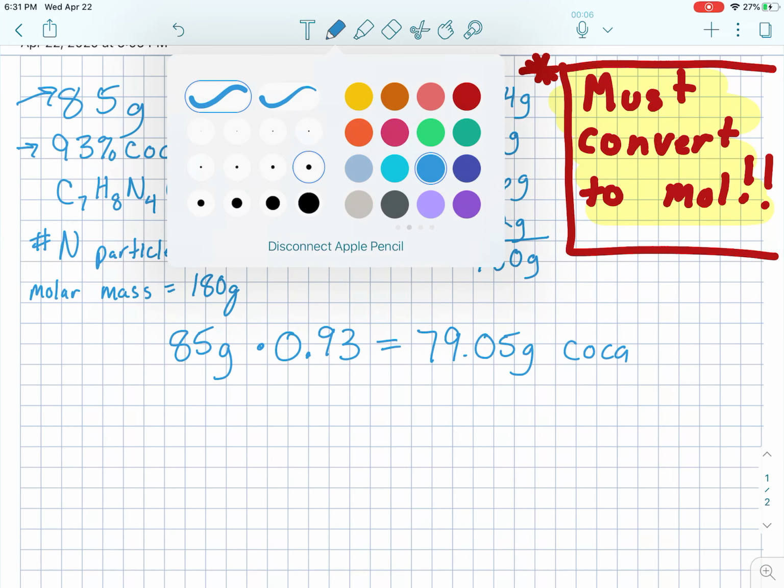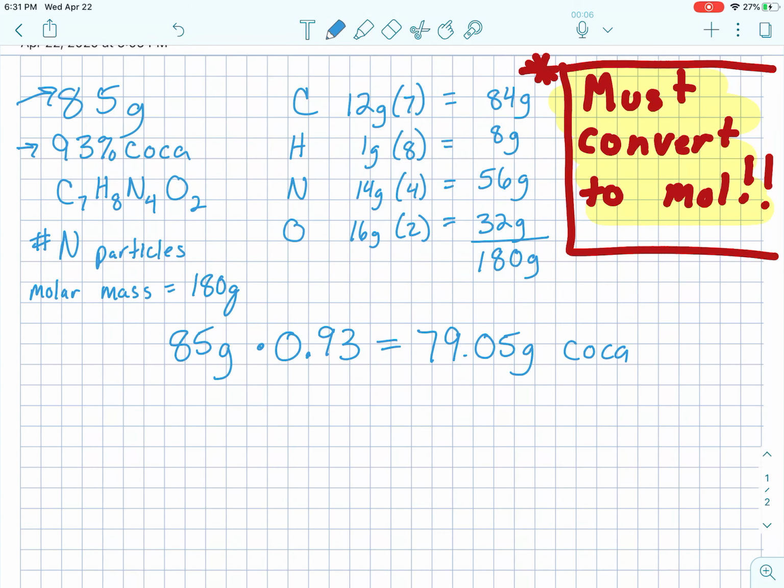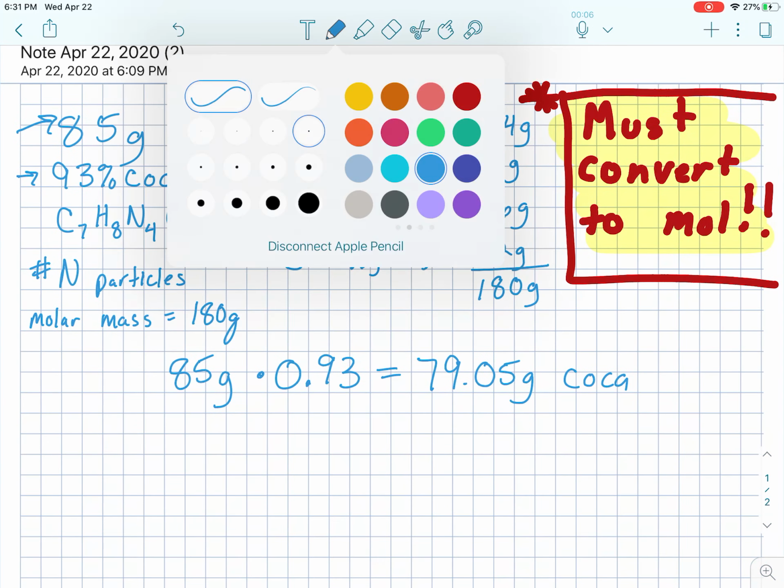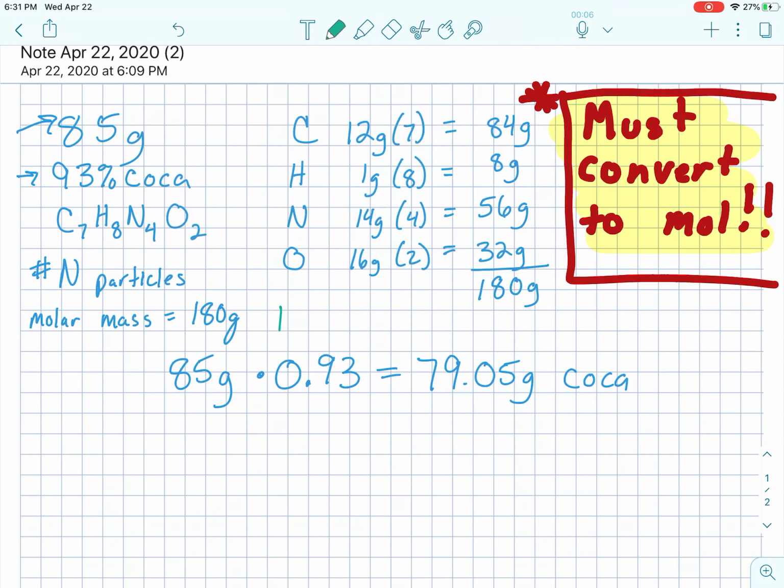The reason is because moles is going to be essentially what uses our conversion factor. Because remember, I'll write this in a different color. Remember that we said that 1 mole of anything will equal the molar mass. And so 1 mole is 180 grams, which is also equal to 6.023 times 10 to the 23rd particles. Those are our conversion factors.